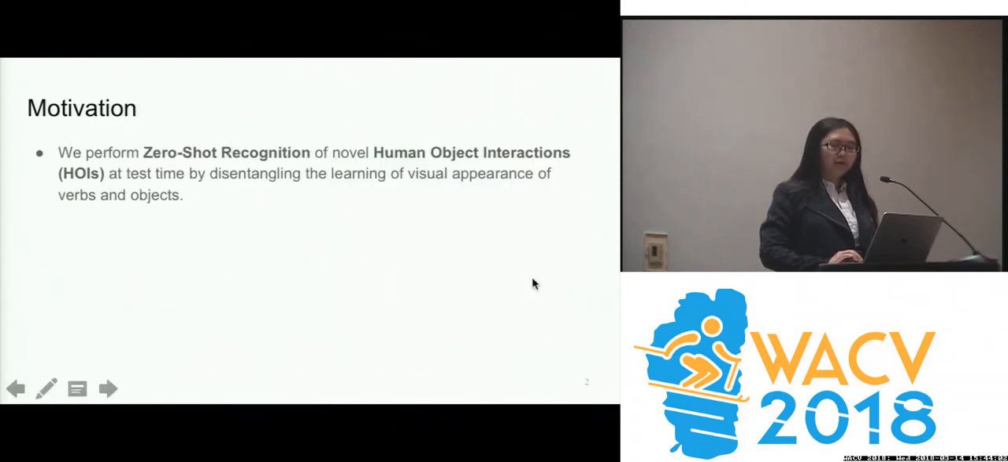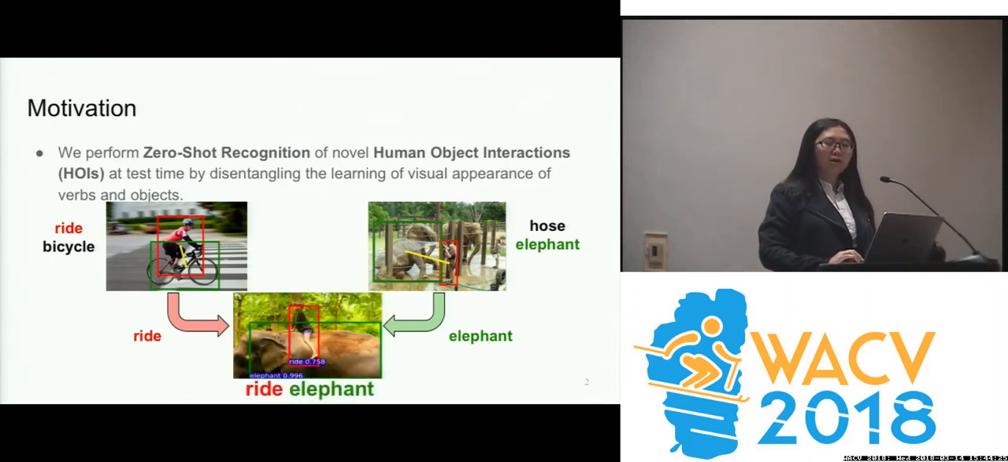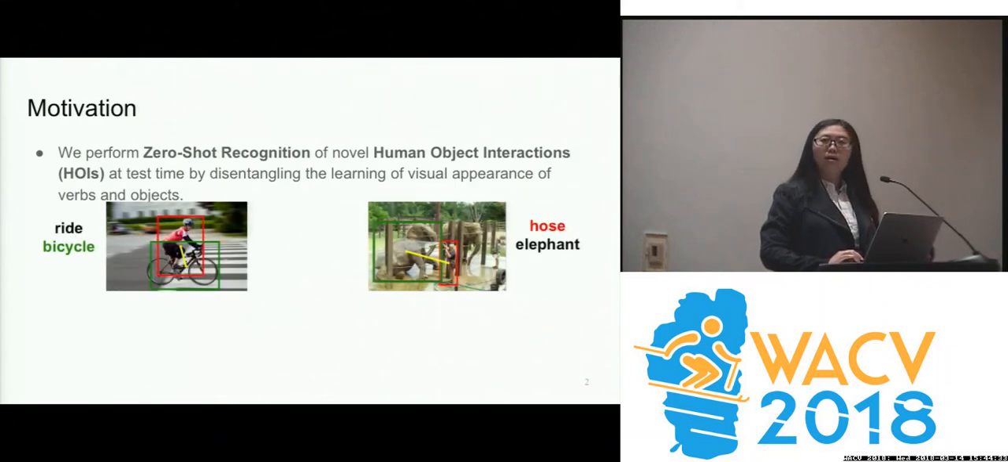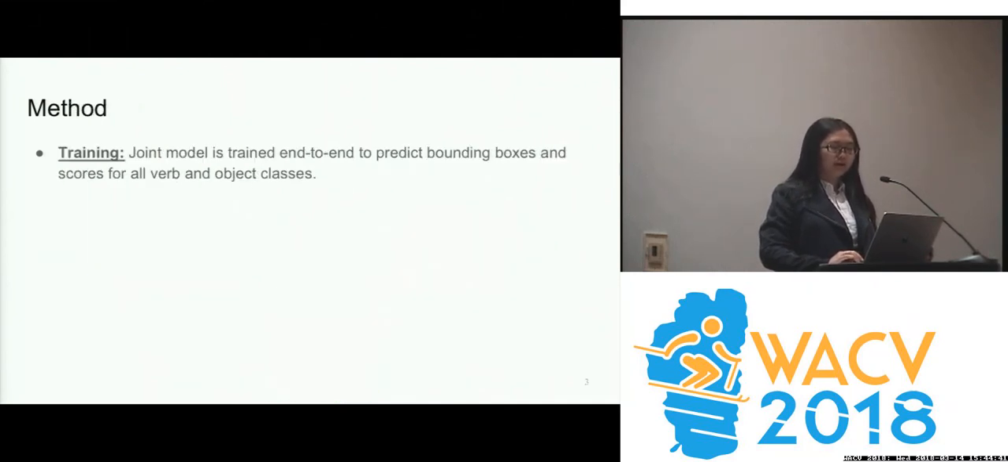So in this work, we propose a zero-shot approach by disentangling the learning of visual appearance of verbs and objects. To be specific, for example, if we have these two HOI categories in our training dataset, it's normal to detect these two HOI categories in the test set. But by disentangling and combining the visual appearance of separate verbs and objects, our model can detect novel HOI categories such as the red elephants, which is unseen in the training datasets. Similarly, by combining other verbs and objects, it's also possible to detect another novel HOI category. So we call this zero-shot learning of HOI detection.